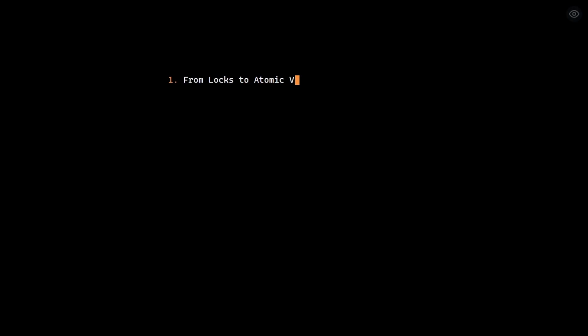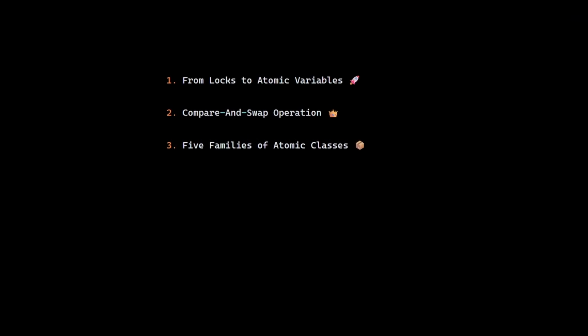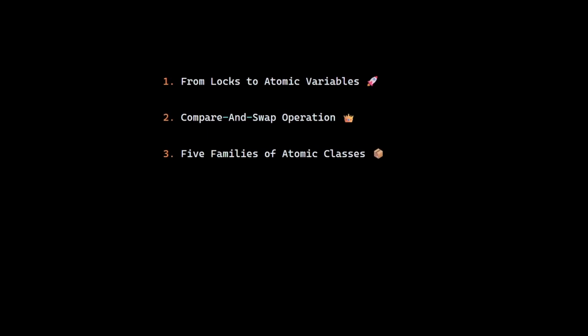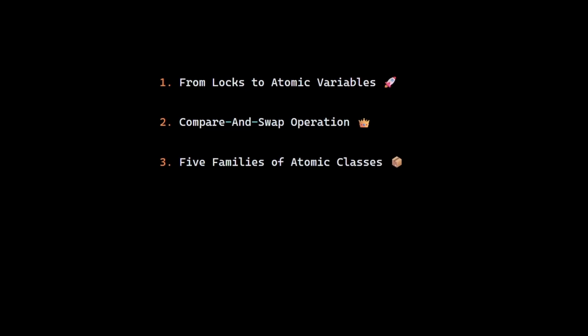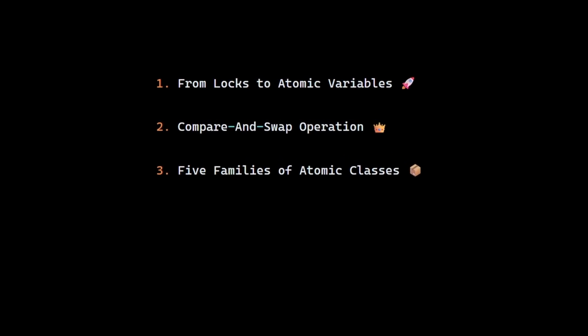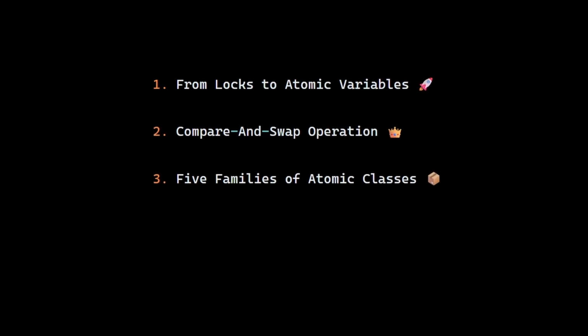Alright, let's wrap it up. Today, we connected the dots from locks to atomic variables, cracked open the compare and swap operation, and explored the 5 families of atomic classes, and most importantly, learned exactly when to use each one of them. But here is the thing, this is just the beginning. In the next episodes, we are going to take a deep dive into all the 5 families of atomic classes.